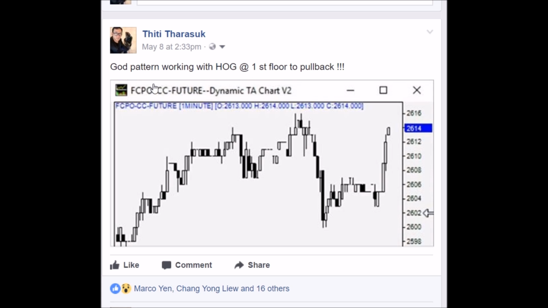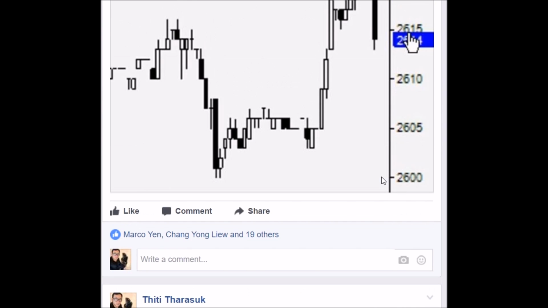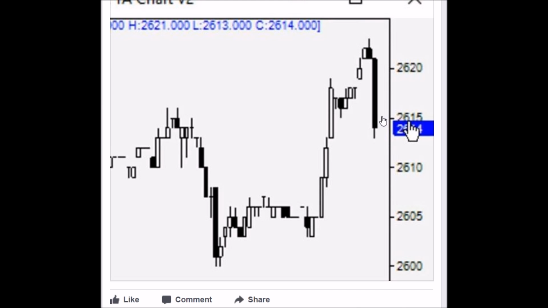After price buys back, I use the God pattern working with HOG at first floor. HOG is abbreviated from Heads of Gangster at first floor, to pull back the market. To pull back the market now, this shows a strong trend for an uptrend and always shows Heads of Gangster at third floor. That means bullish, very strong. Okay, bullish very strong.